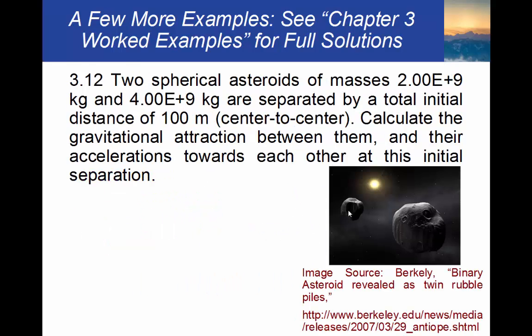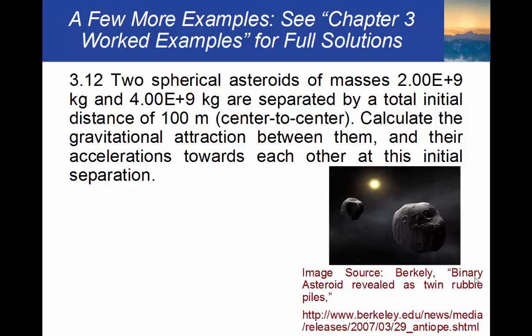Suppose you have two spherical asteroids, like in this picture, only maybe a little more spherical shaped, and the two are separated center to center by 100 meters. And we know the mass of each of them. This is 2 billion and this is 4 billion kilograms. So we want to know what's the gravitational attraction between these two asteroids and what's the acceleration of each towards the other at the initial separation.